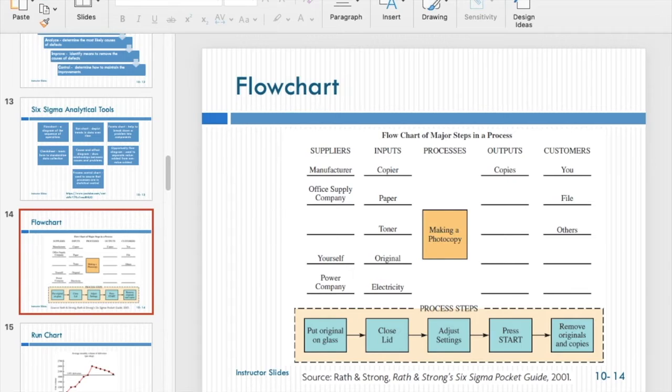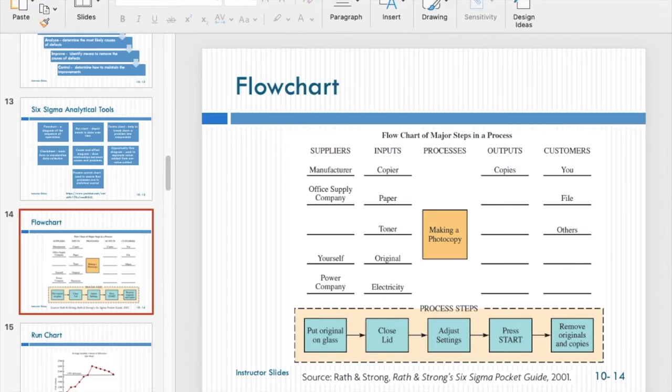This is just recording some events, basically, and like it shows in the bottom, in the production process steps, if you are trying to scan some paper, you put the original on the glass, and then you close the lid, adjust the settings, and press start, and then remove the originals and the copies. So a flowchart basically just records the basic events during the production process.